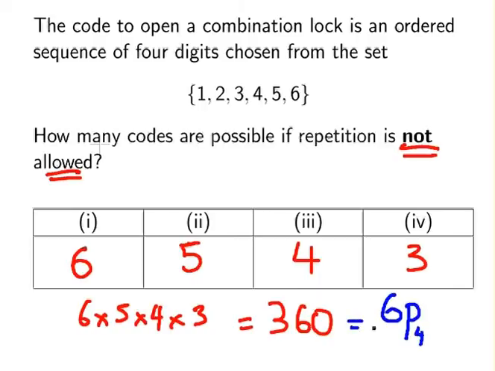6P4. 360 is how many codes we have if repetition is not allowed. And that ends our presentation.